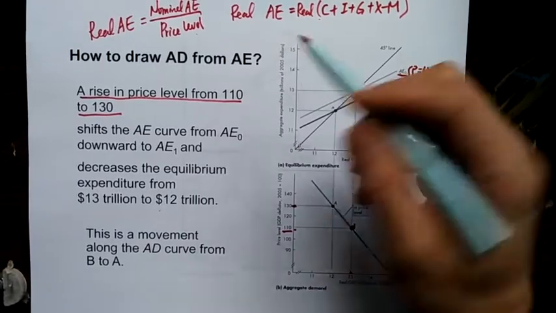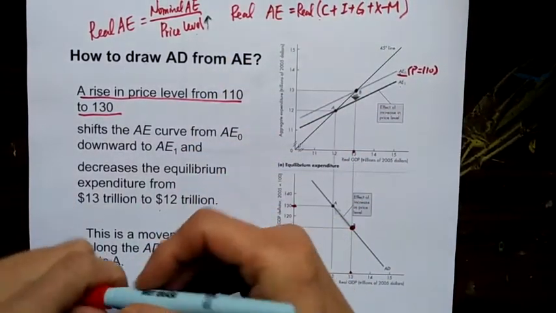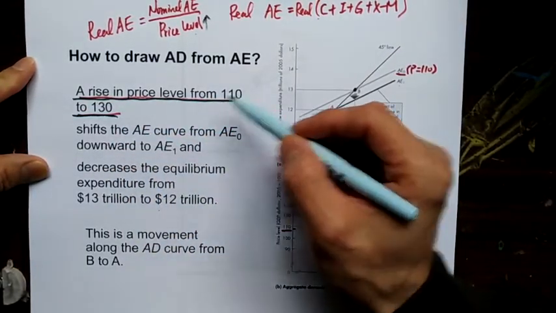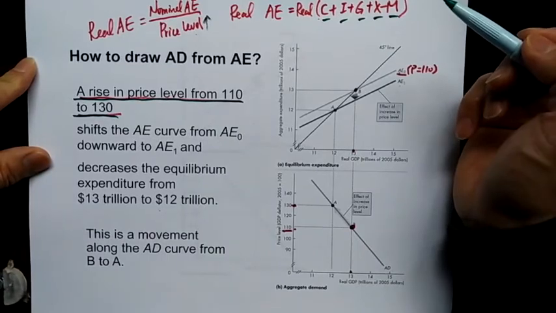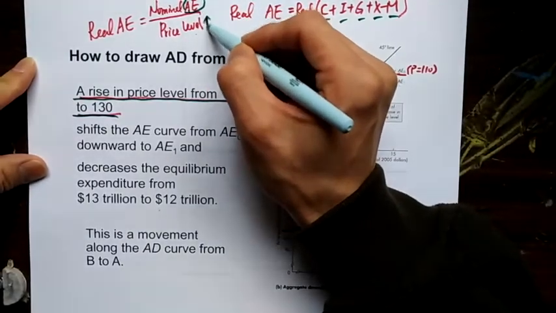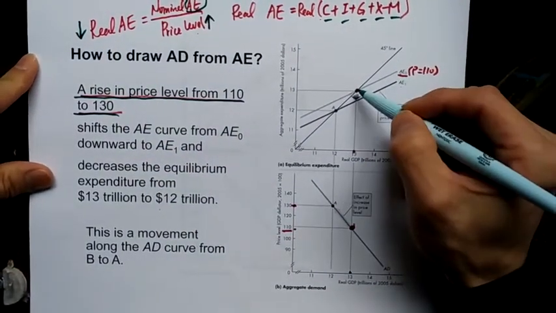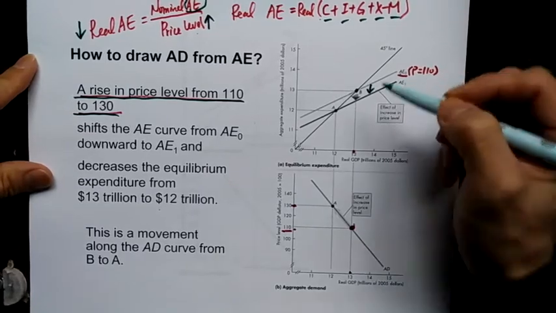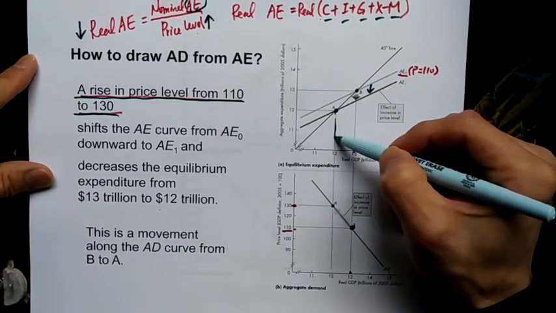So real aggregate expenditure function is nominal aggregate expenditure divided by price level. Now, if the price level increases, the only event here is a rise in the price level from 110 to 130. Nothing about CIGXM. Therefore, aggregate expenditure doesn't change. So when the denominator increases, real aggregate expenditure decreases. Therefore, real aggregate expenditure function shifts down. Therefore, we have a new equilibrium A and the new equilibrium income 12.